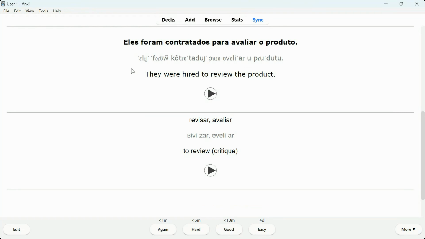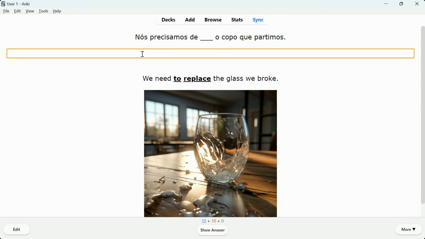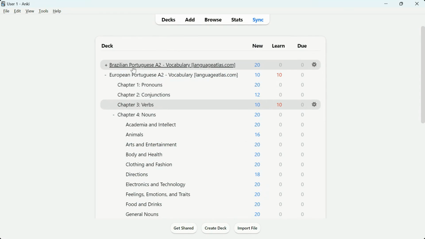They were hired to review the product. To review. Eles foram contratados para avaliar o produto. Revisar, avaliar. Great. And I could continue like this, but in the end, we would end up with the typing exercises, and we've already seen it before. Great. So that was my second point to show you the course content.